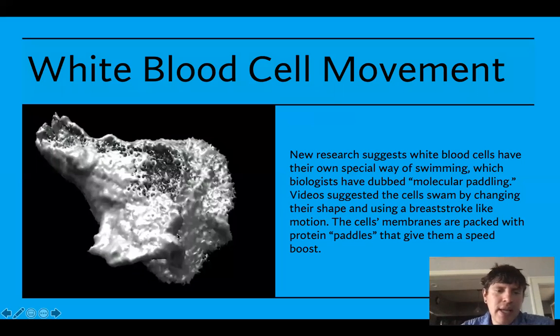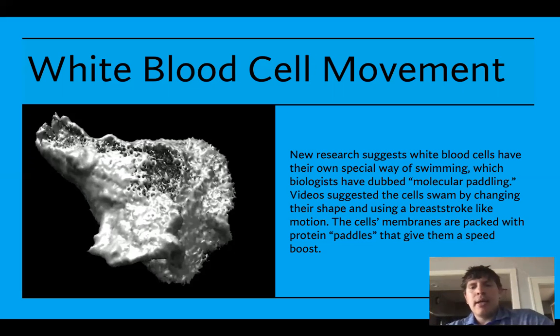So as you can see, this used to be a video, but I ripped it. Basically, you can see that this is undulating a little bit or looking wavy. This is a white blood cell, and it almost does like a breaststroke pattern, you know what I mean? And it creates these proteins that basically act as paddles for itself to basically move it or boost it along in the body.